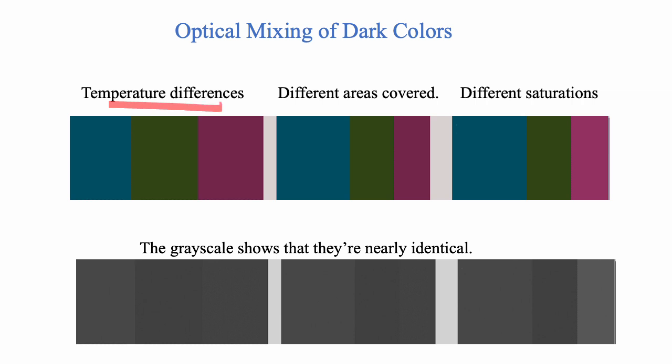These three colors have the same values as shown by the grayscale. You can make them more interesting by varying the temperature, such as this cool blue and the warmer magenta. The colors could cover different areas or have different saturations without much change in their values.